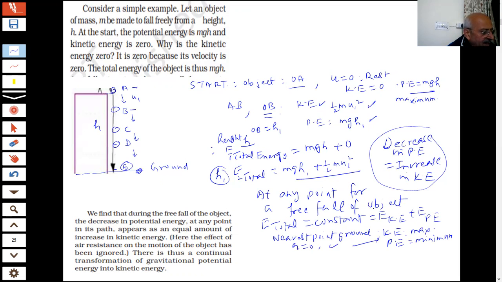Therefore we can say that at any point, student, I can calculate the kinetic energy and the potential energy. You will find that the sum will always remain the same, ignoring the resistance of the air, students, because air also offers resistance. What does air do? It offers resistance.